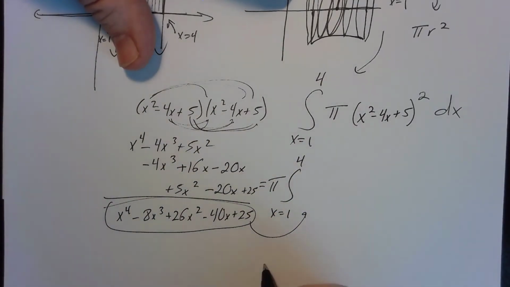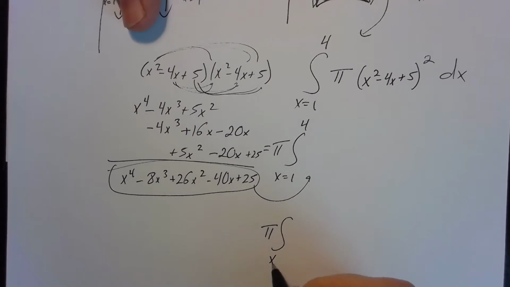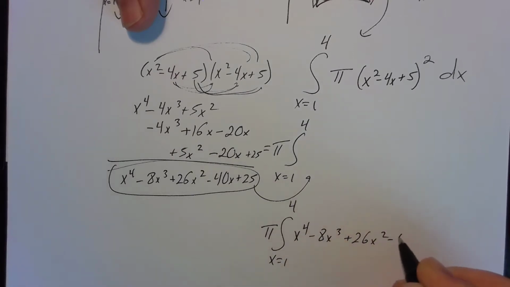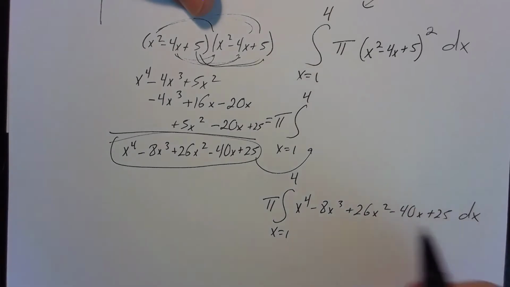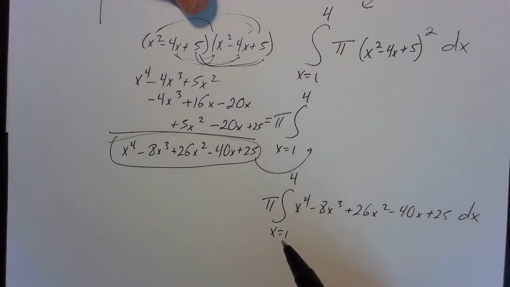So I have, in the end, pi times the integral from x equals 1 to 4 of x to the 4th minus 8x cubed plus 26x squared minus 40x plus 25 dx. And we simply have to integrate that. Plug in the bound of 4 minus plugging in the bound of 1.